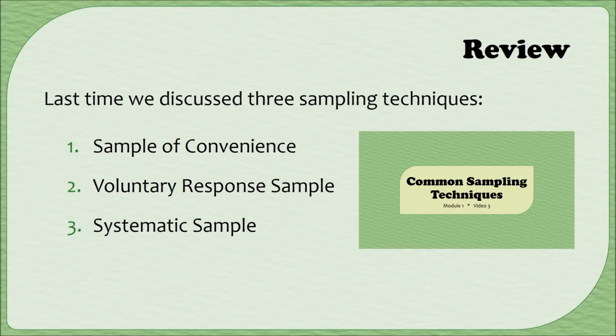As a quick review, the 3 types of sampling that we talked about before were a sample of convenience, which is an easy sample to do, not super hard, a voluntary response sample, which is when the participants choose to participate in the sample, and the 3rd type is a systematic sample. That's the one where we interviewed every 4th monkey in our list of monkeys.